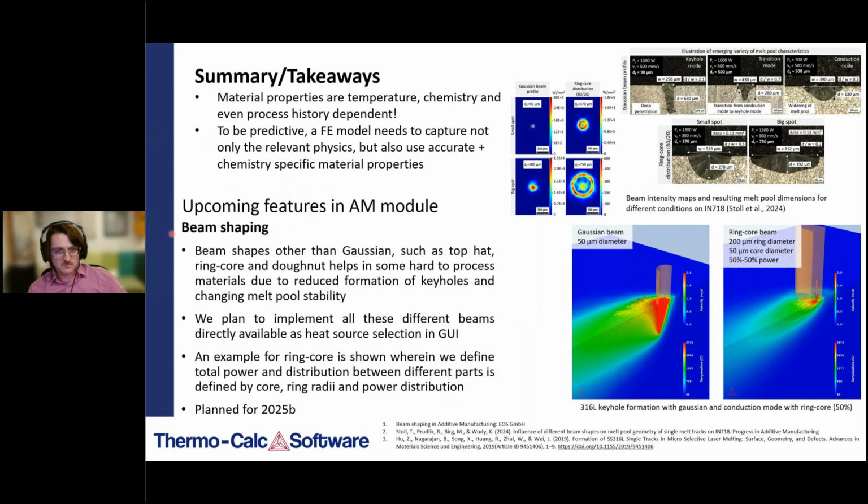As far as upcoming features in the AM module, we're going to have some different beam shapes available. Right now we just have a Gaussian beam, but we know that there are many machines out there using different beam shape profiles like top hat or ring core or donut. I think there's a notation for this, like TEM00, TEM01. If you don't know what that means, don't worry about it. But there are standards for beam shapes, and we're going to be implementing those in the software.